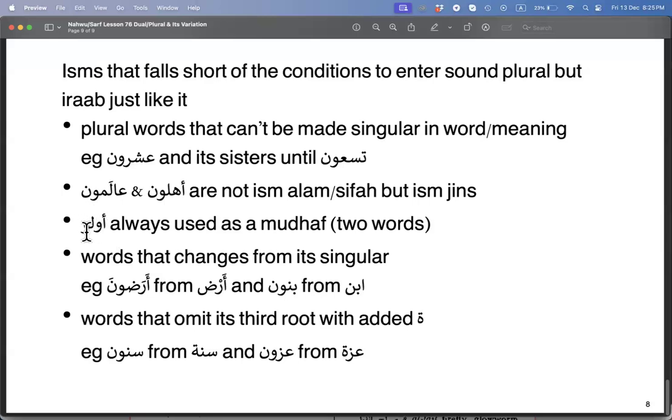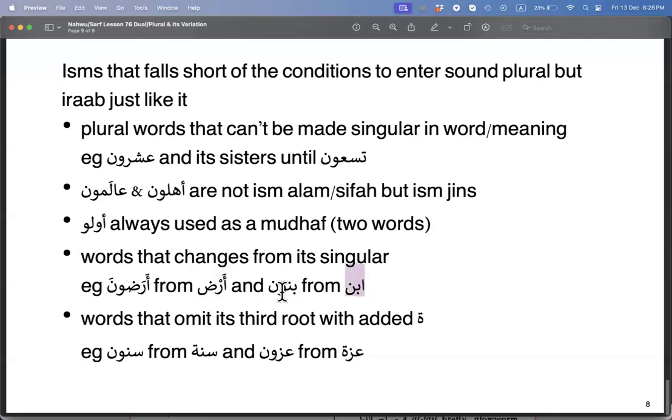We have also words that change from its singular. So we have arodun from ar and banun from ibn. Clearly it's not a name of a person, and it's also not ism sifah. But the rafa, the plural, it has una. Same thing for here.